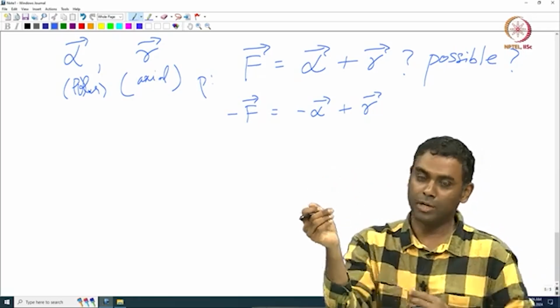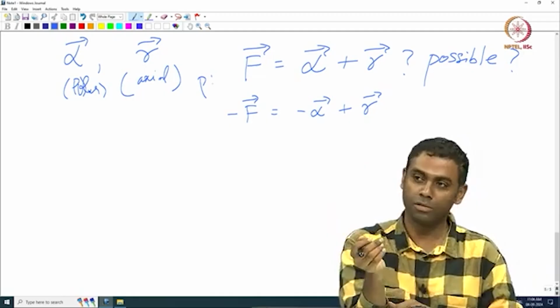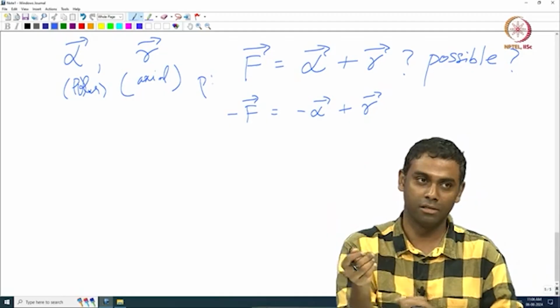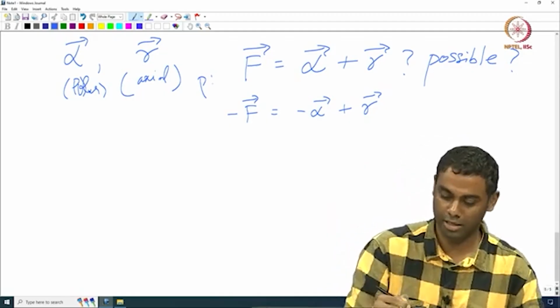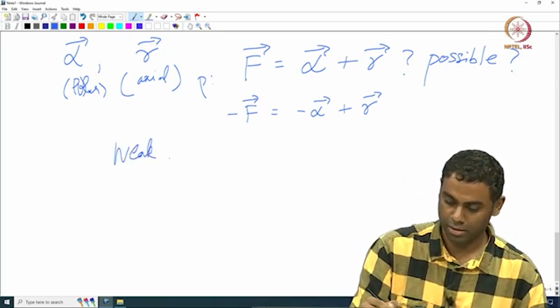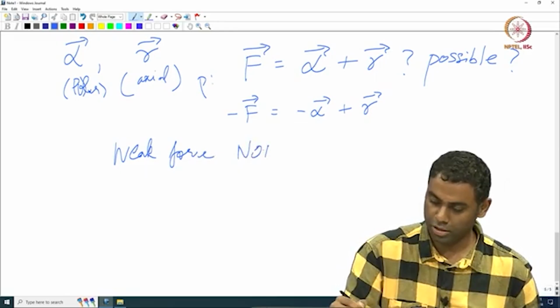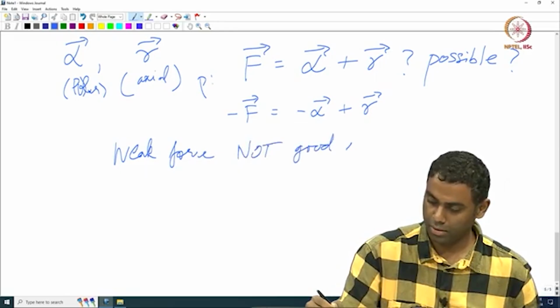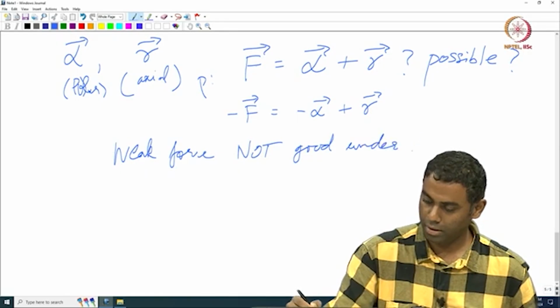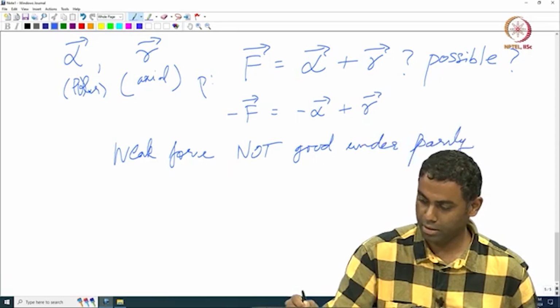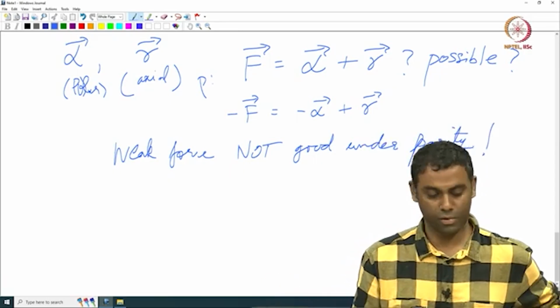So what force am I talking about here? Do we know a fundamental force that doesn't respect parity? The weak force. Exactly. The weak force, not good under parity.